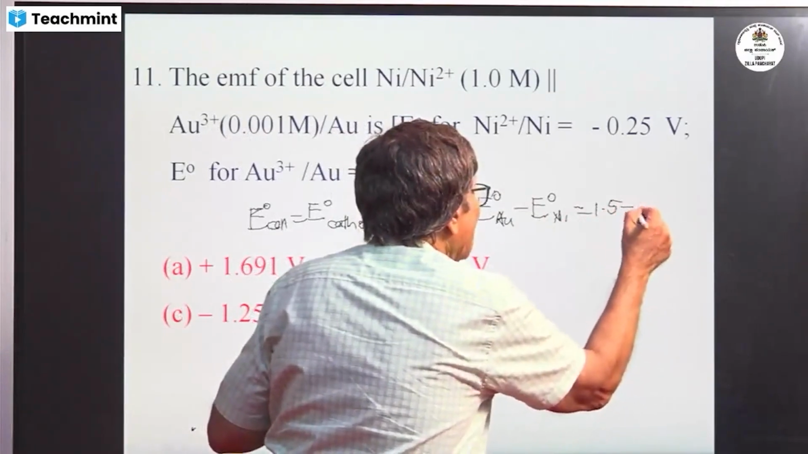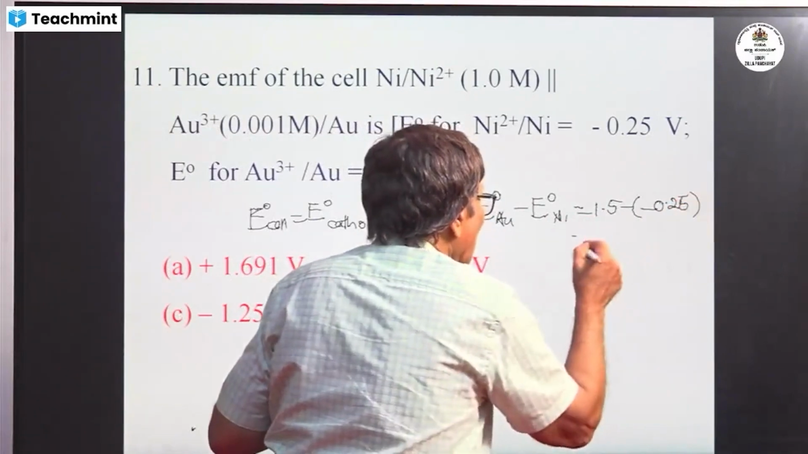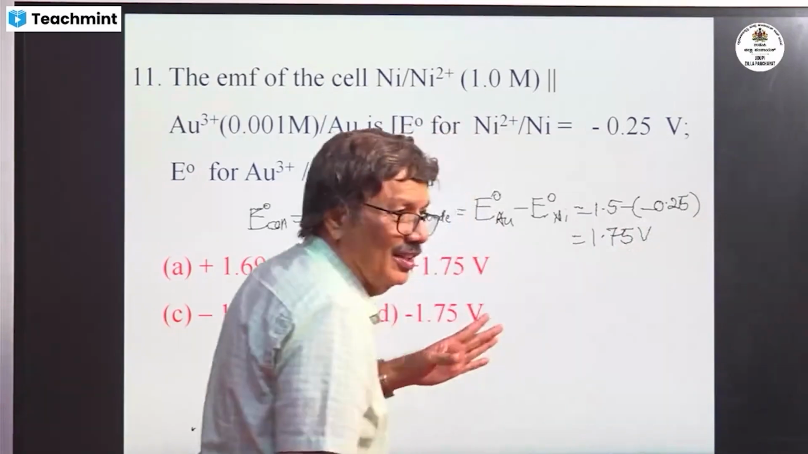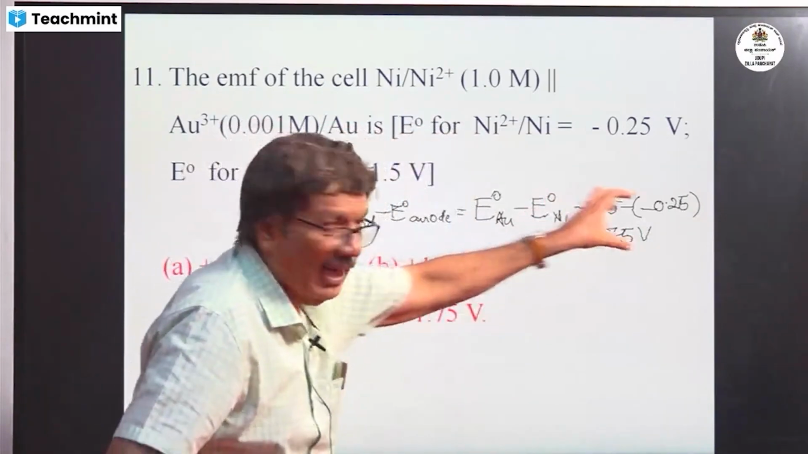1.5 minus of minus 0.25. How much will it be? It will be 1.75 volt. This is E naught, 1.75 volt. This is how we have to find the E naught: higher value minus lower value.